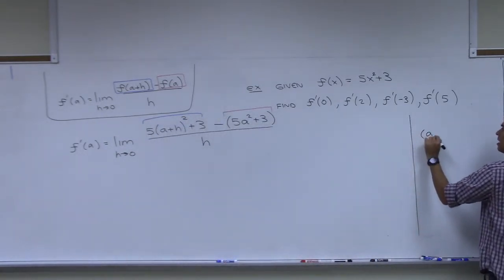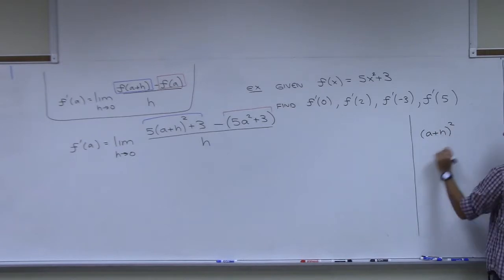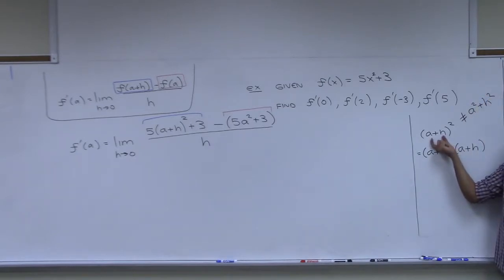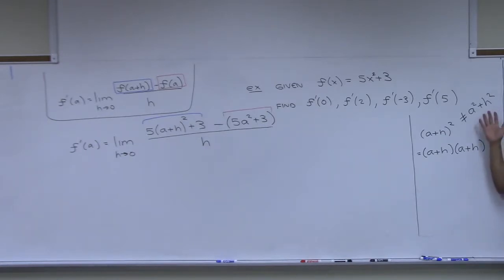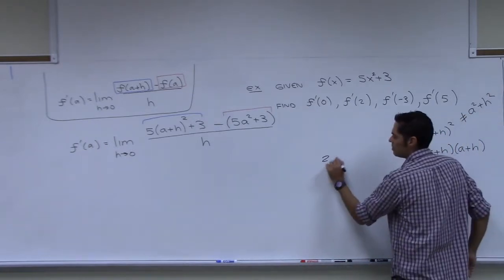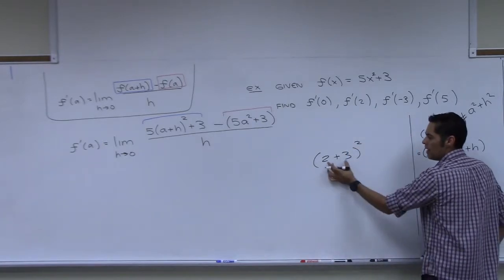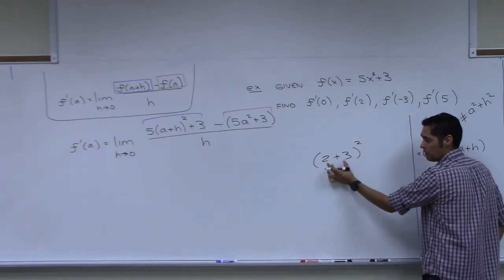What is a plus h, that quantity squared? Well, that means a plus h times a plus h. It does not mean, okay, this does not mean a squared plus h squared. When you square two things that are added together, you do not just square each one of them and add. That's not true. Y'all agree with that? Y'all believe that? You've been told that? Okay. Sometimes in math, you just have to convince yourself. What is this? Well, that's 5, right? That's 5? What's 5 squared?